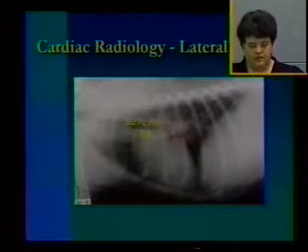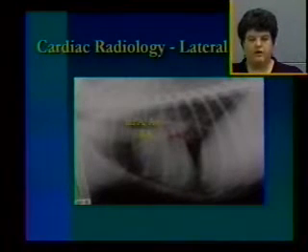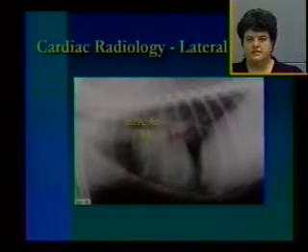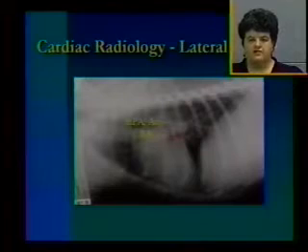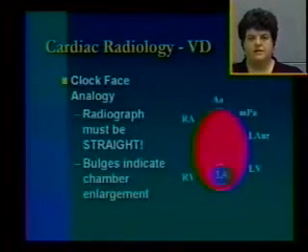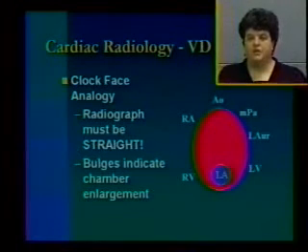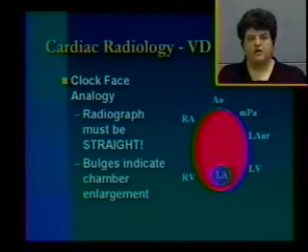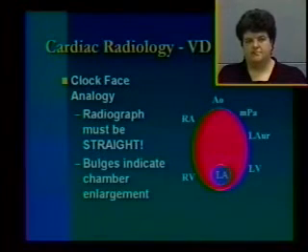And then finally, if you have enlargement of the main pulmonary artery, the aorta, or the right atrium, the bulge is going to be evident at this site, and it's difficult to differentiate on the lateral. So what you need is actually the ventral dorsal to identify which one is enlarged. For reading the heart on a VD or DV, the analogy that's used is a clock face.